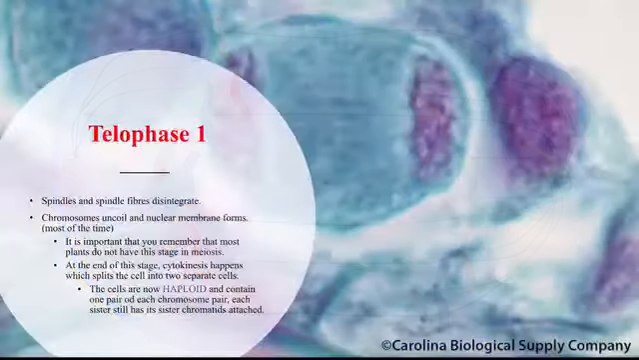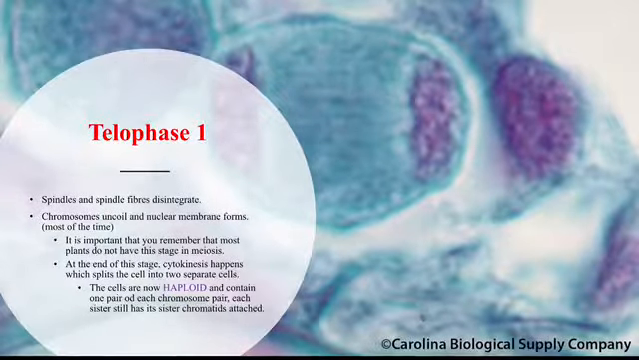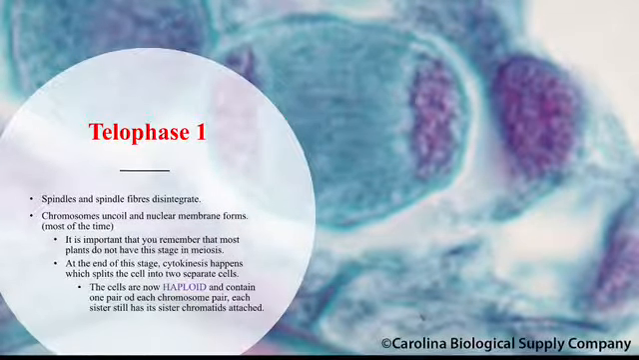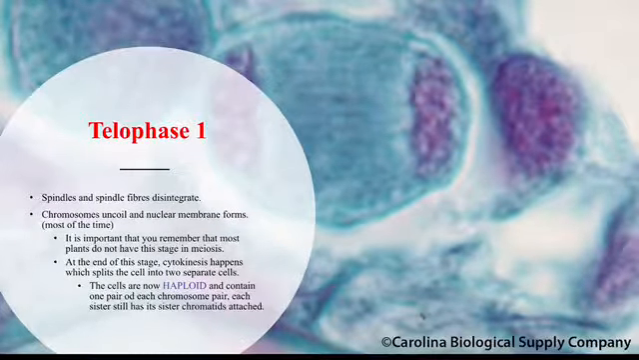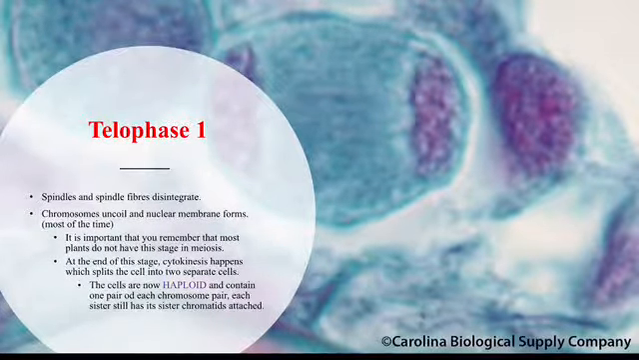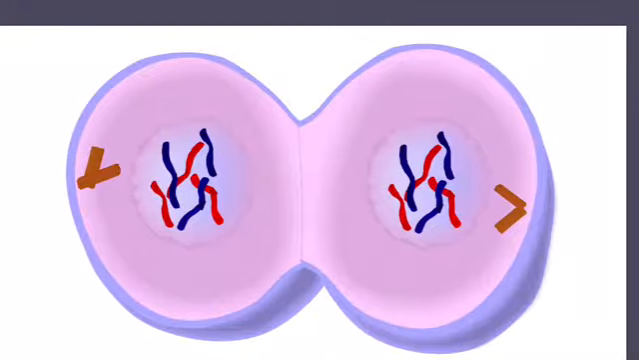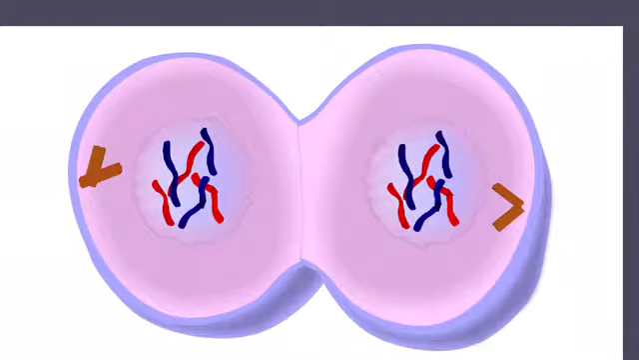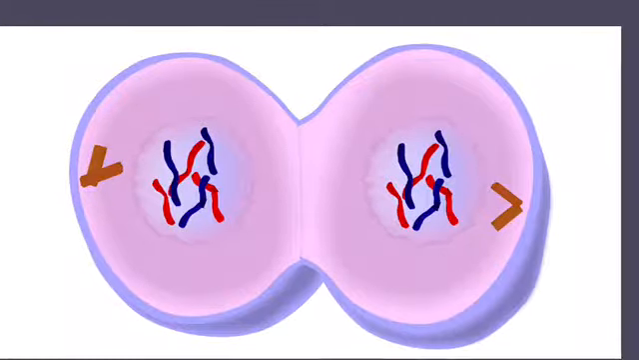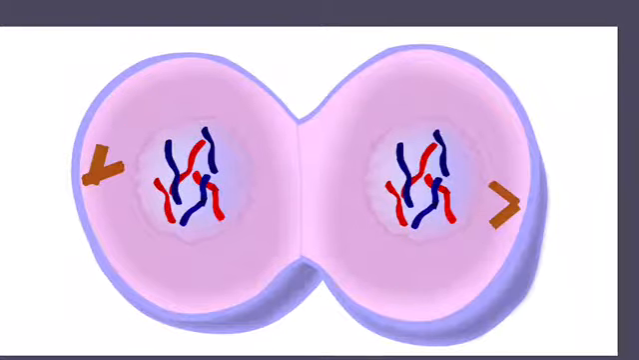Telophase 1, the spindle fibers disintegrate, chromosomes uncoil, and the nuclear membrane forms most of the time. It's important that you remember that most plants do not have this stage because at the end, they have cell walls. In animals, they have cytokinesis, which is when the cytoplasm splits. And now, at the end of meiosis 1, you have 2 haploid cells.